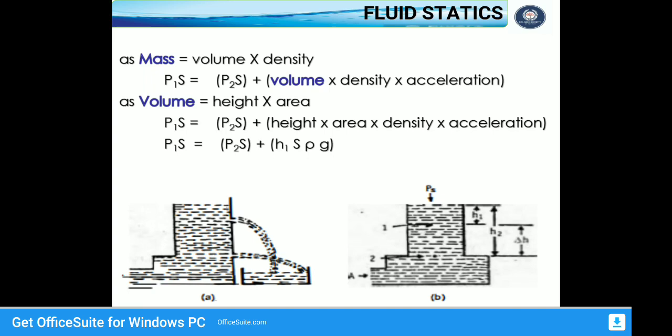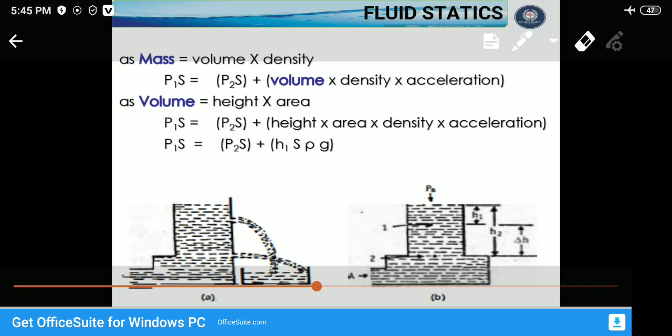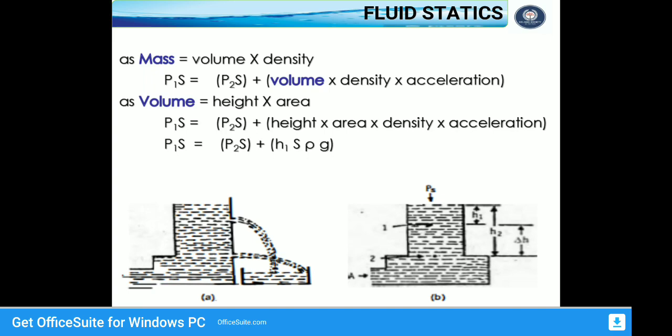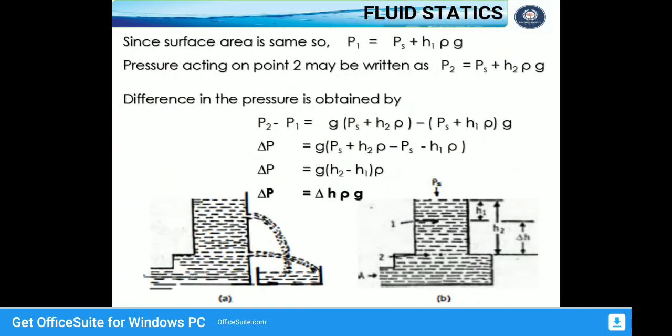As we know that volume is equal to height into area, we put height into area instead of volume in the above equation. Then we get the new equation: P1S is equal to PS S plus height into area into density into acceleration due to gravity, that is, P1S is equal to PSS plus H1 S rho g. Since the surface area is the same, the previous equation is converted to P1 is equal to PS plus H1 rho g.